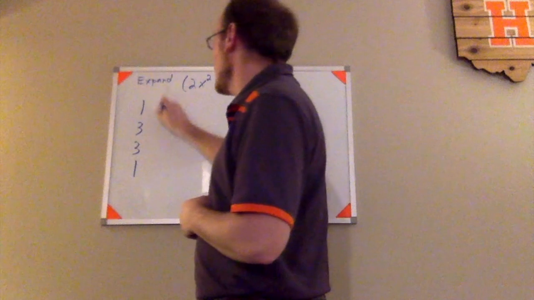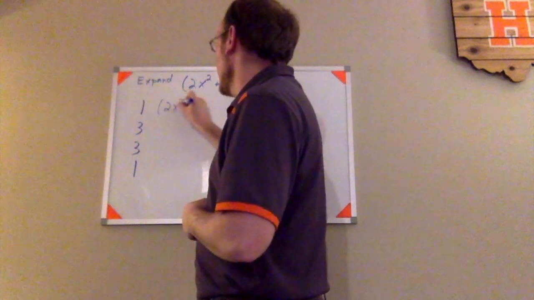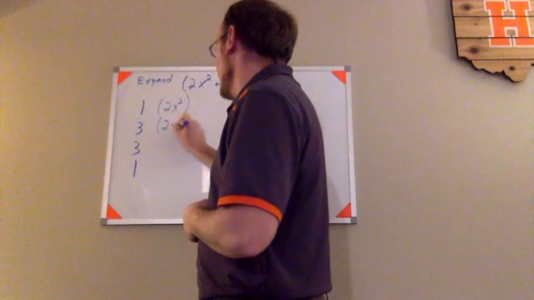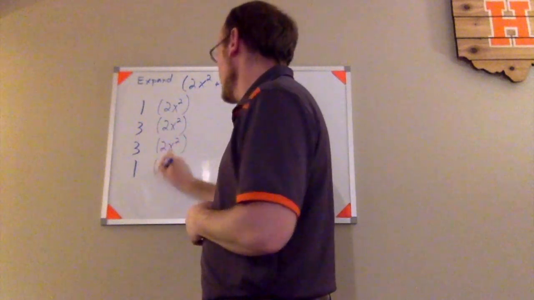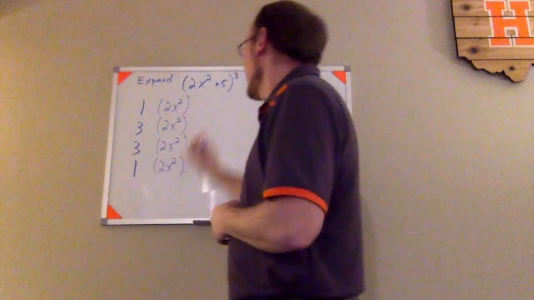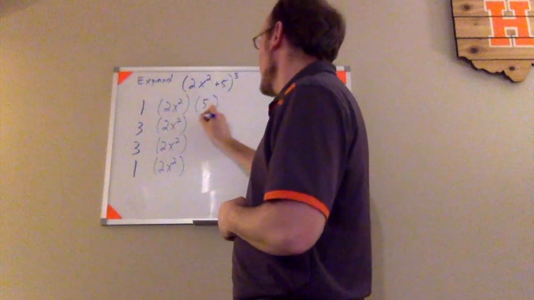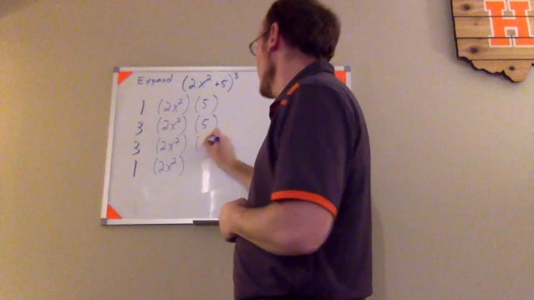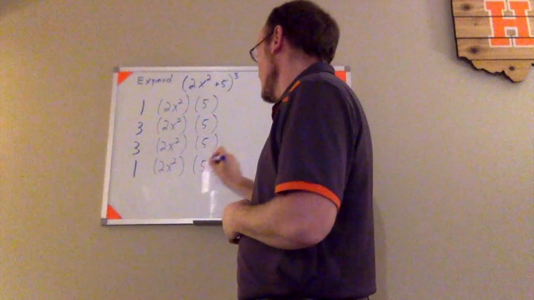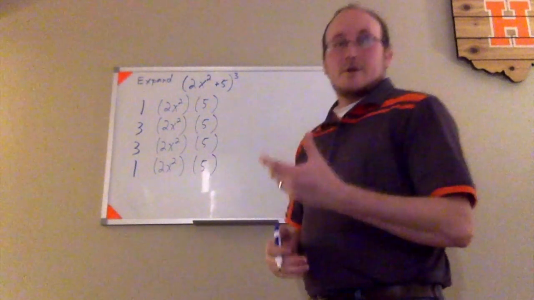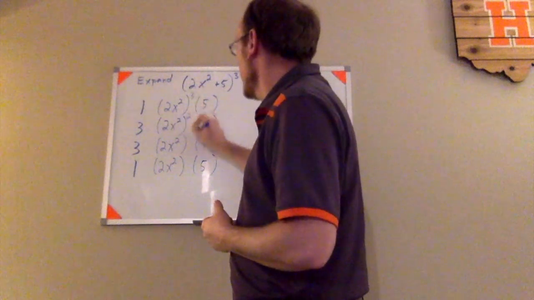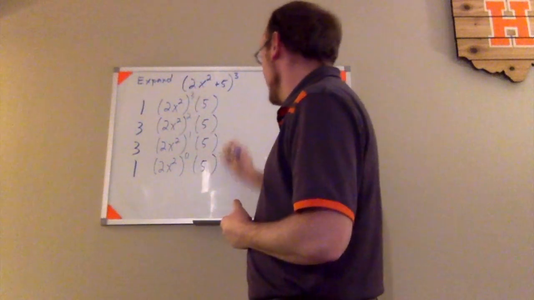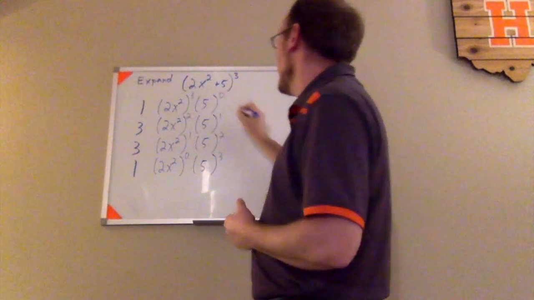So I'm going to go ahead and put each of those here. I have 2x squared with each of these, and positive 5 with each of these as well. Now I'll go ahead and fill in the powers. Again, starting at 3, we go 3, 2, 1, 0, and then 3, 2, 1, 0 back up the other direction.